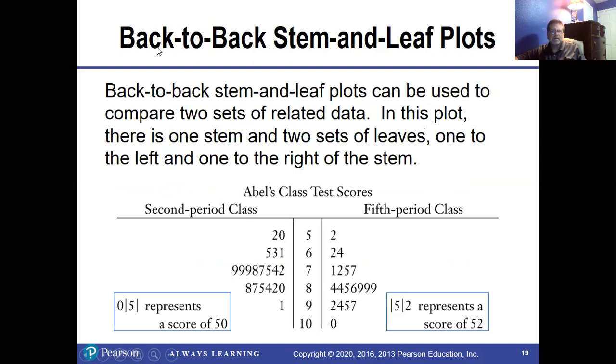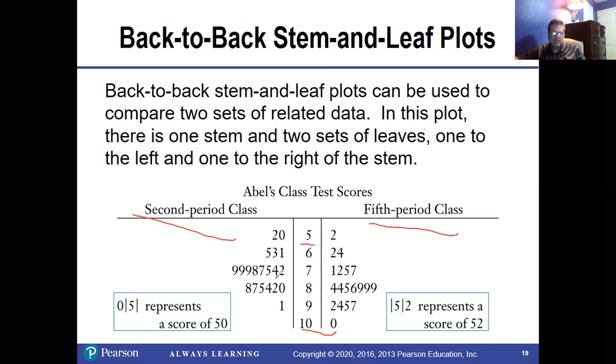All right, now, what's known as a back-to-back stem plot. It works kind of the same, but you have a left side and a right side, two different classes, and their grades. Again, the lowest grades were in the 50s. The highest grade, look here, we have 100 in the fifth period class. How do I know that's 100? Because it's this number and then one more digit. So this was the fifth period class over here.